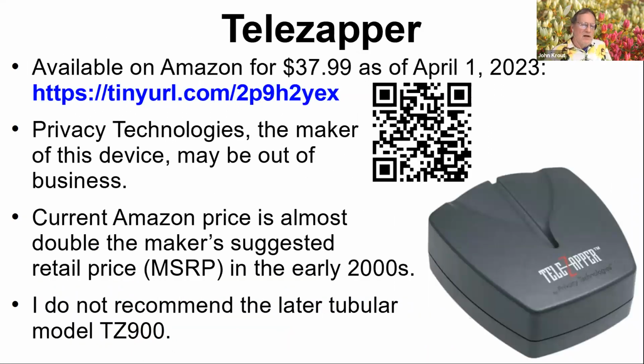Here's Telezapper. Now, here's a story. When I bought Telezapper, it was $19.99. That was the suggested retail, and I bought it at Best Buy. It's now available on Amazon. Best Buy doesn't have it anymore. The company that makes it, Privacy Technologies, is out of business. And that's why the price went up, because there's limited stock and it's not going to be available. There is another model that is shaped like a tube. Its model number is TZ900. It gets horrible reviews. I suggest you not buy that one.